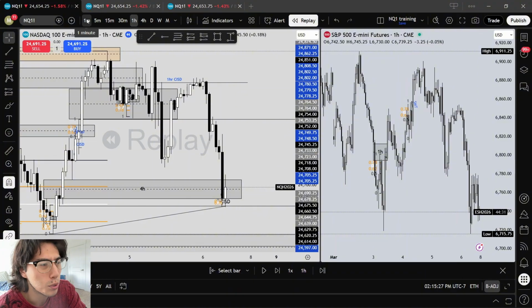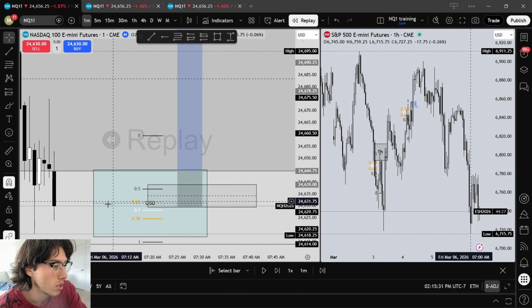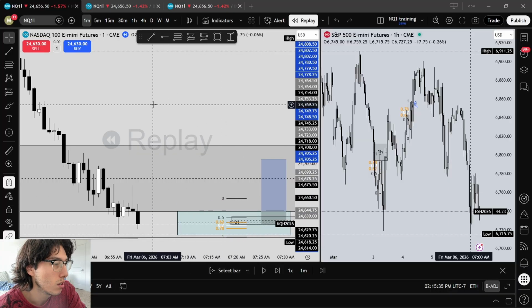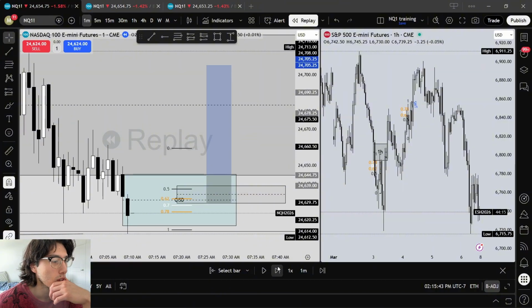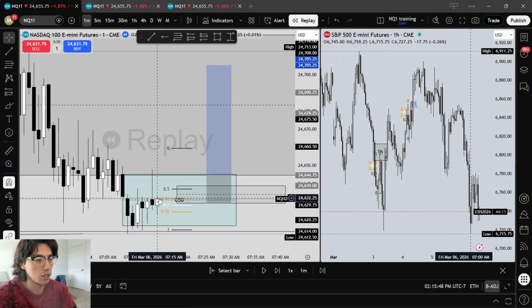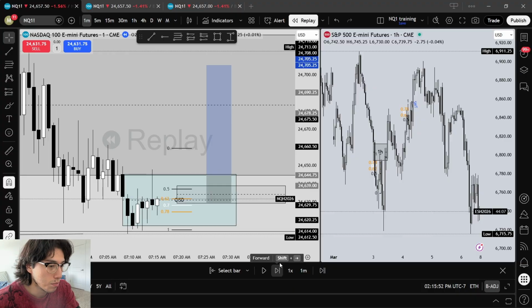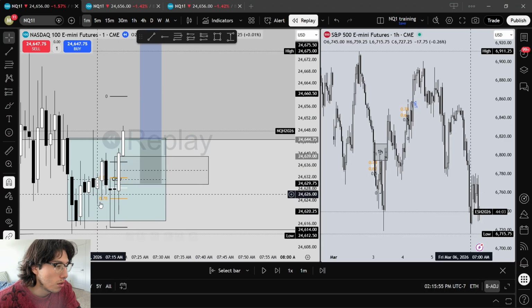But since it's super high time frame, it's pretty hard to time entries like that, right? So what I was really looking for was a change in state, maybe a smaller OTE, and then a fair value gap that opens with the change in state. If we come forward here, this is just before market open. It's like 7:15. Market open for me is 7:30. Market hasn't opened yet.